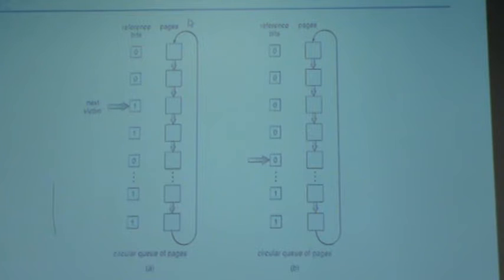So using such a second chance page replacement, if this one is referenced, then next time it will be set as 1. Then start from the next of the previous victim to find the page replacement. And go to this one, go to this one. That is the second chance page replacement.